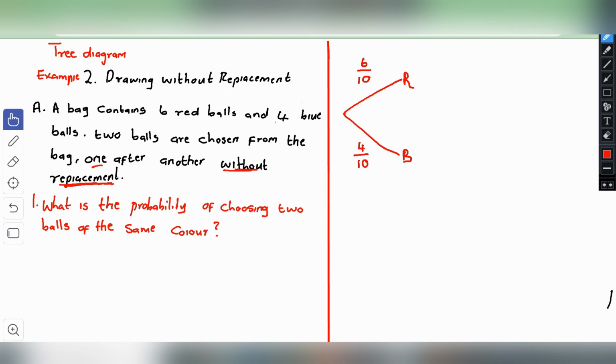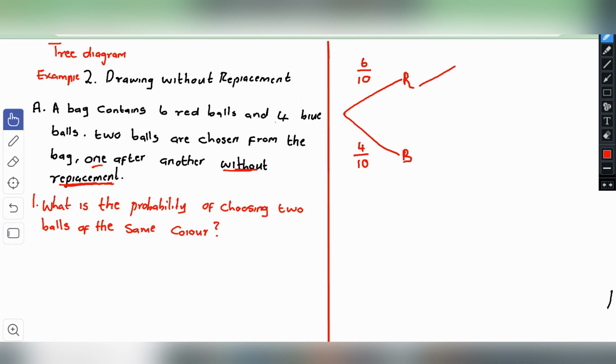And whenever you add these values, you must always get 1. Whenever you add them, you must get 1. So if you add 6 over 10 and 4 over 10, you're going to get 1, right? So therefore, we are done with the first branch.